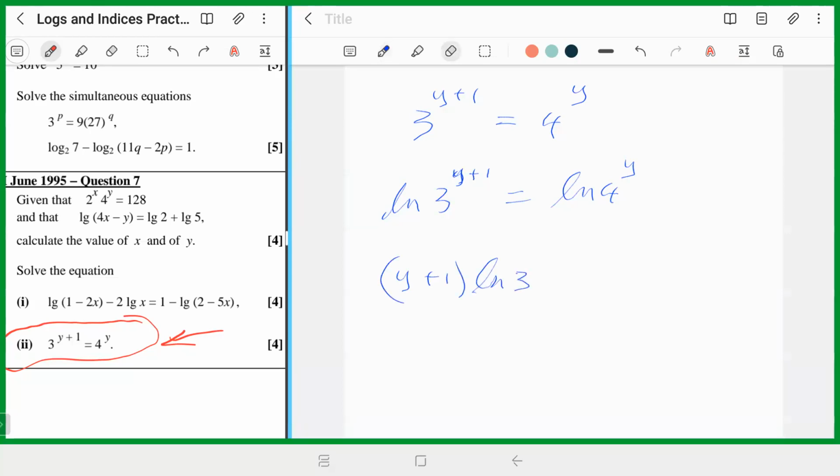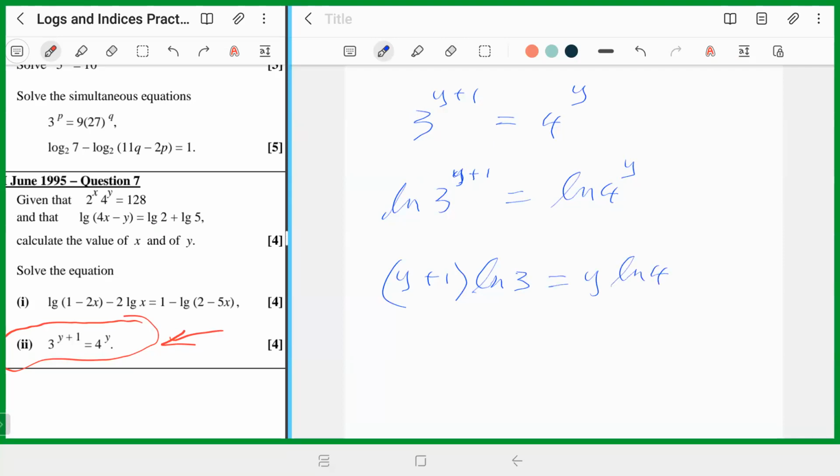If you don't do that and leave this, you might go forward and just keep these as two separate terms, which they are not supposed to be. Understand? That is why you need to bracket the power. The entire power is multiplied by the ln 3. Then this y comes to the front. You get y ln 4.